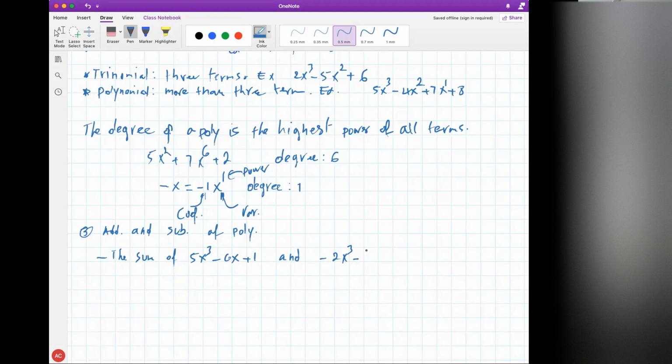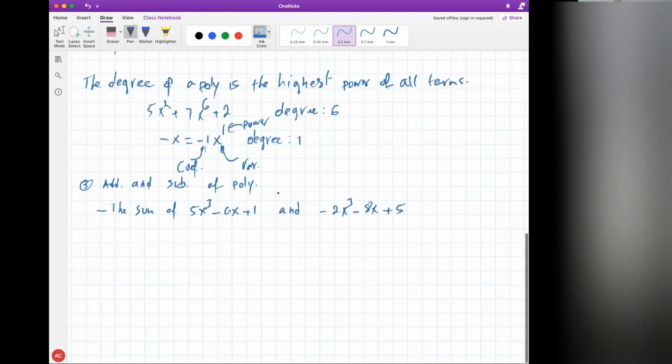minus maybe 8x plus 5. Okay, so we have two trinomials. We can find the sum, meaning the addition of the two. We can put the two together into one. Or even more, you can add not only two, but 3 or 4 or 5, whatever, and put them together into one. It's very simple, just like we did with the algebraic expressions.